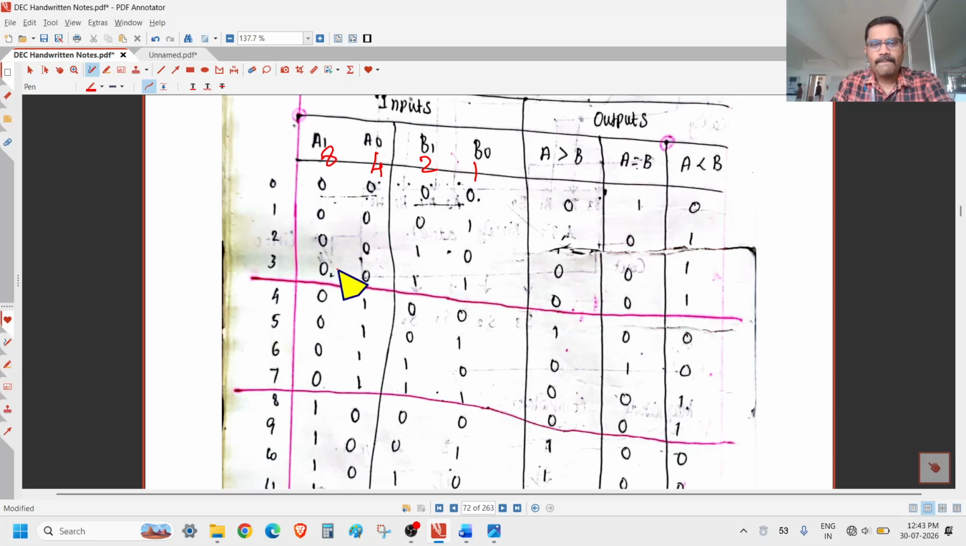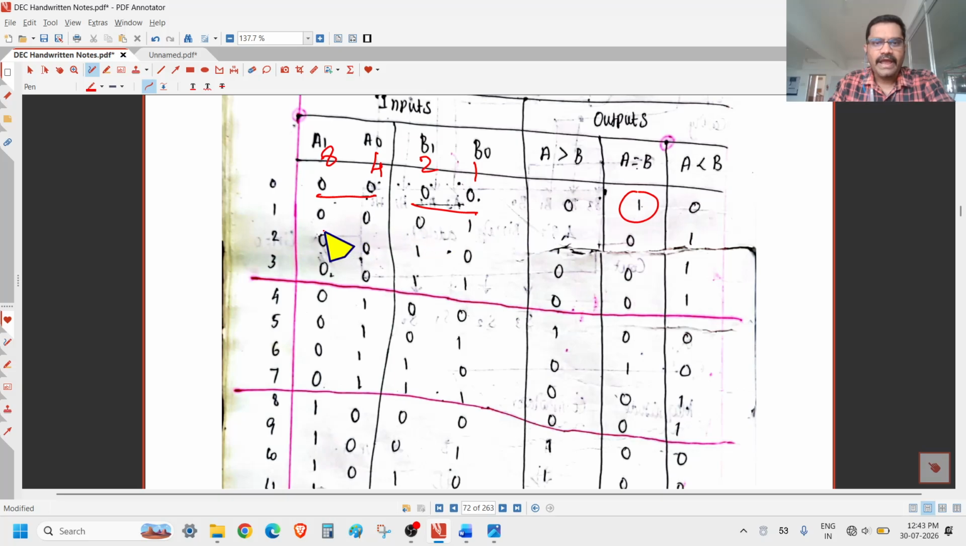You are going to compare the A bit with the B bit, and depending on that, the output will be what you have to mention here. Okay, so you can see 0 0 and 0 0. So in this case both are the same. Okay, so if both are the same, A equal to B, you have to put 1, and the remaining two outputs you have to put 0.